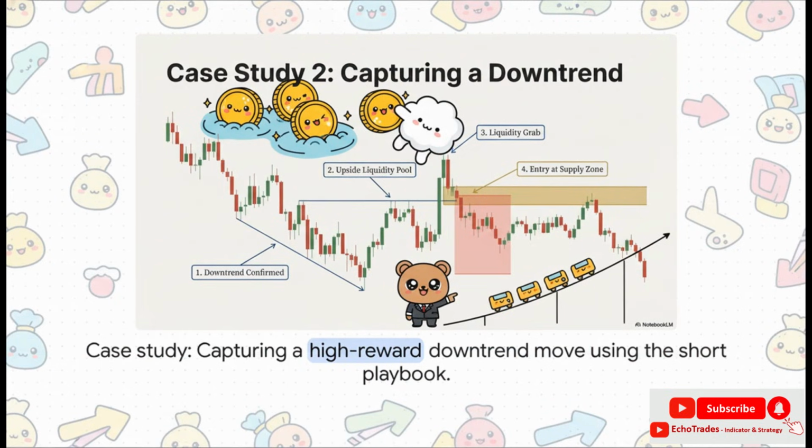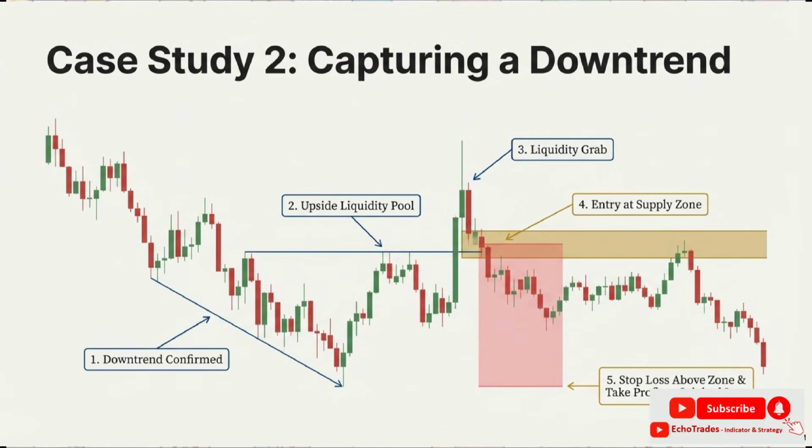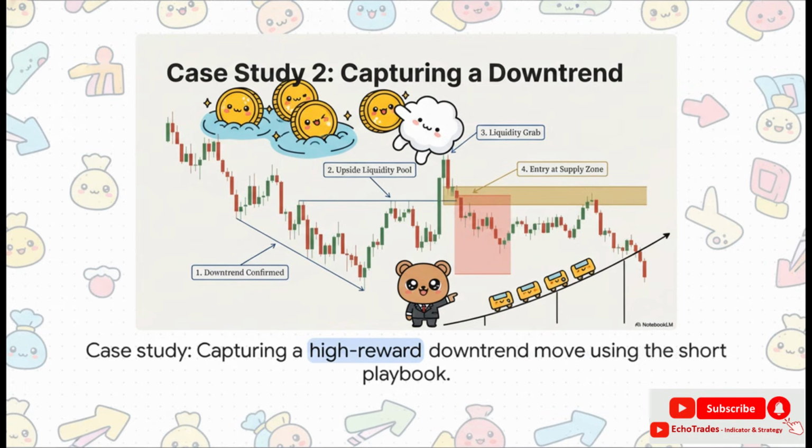And let's look at one more real-world example. We have a confirmed downtrend, and you can see this obvious pool of liquidity forming above those highs. Price then spikes up to trigger all those stops, grabbing the fuel, and it immediately reverses, giving us a perfect entry at the supply zone to capture that next big leg down.